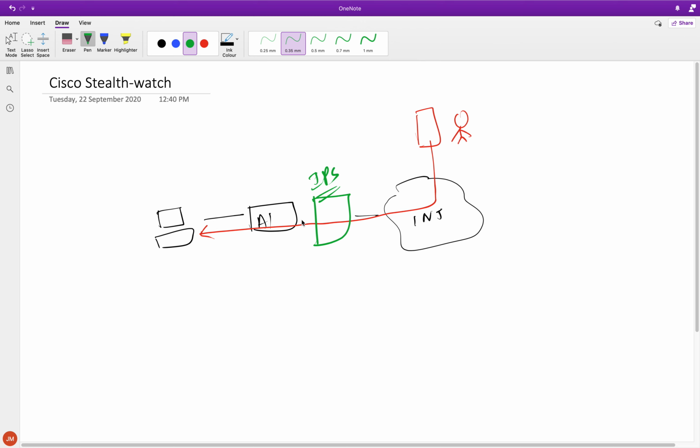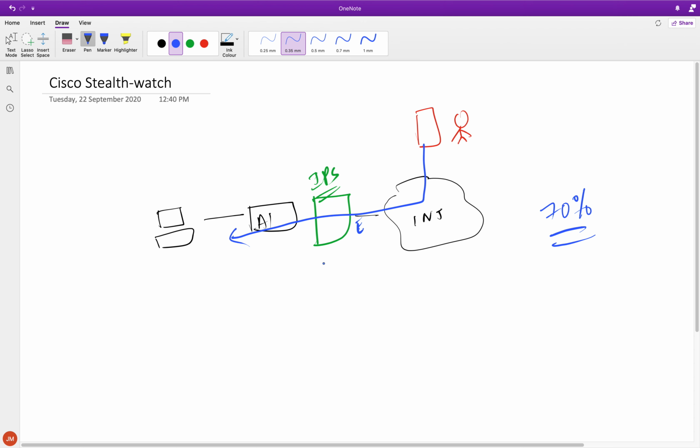The main problem again with IPS is encryption, right? If you look at the statistics, off late, close to 70% of attacks are encrypted, right? So when traffic is coming, let's say this attacker is now trying to come inside your network. Most of the time this traffic is encrypted, right?